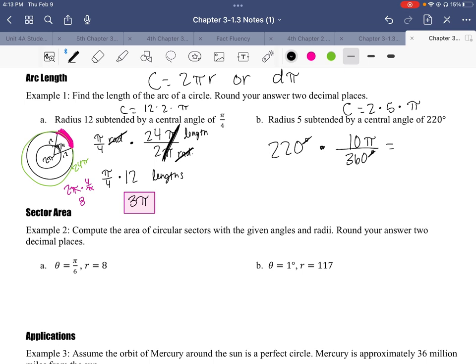Okay, and then we put this in our calculator because nobody wants to do that by hand. So we do 220, we times it by 10, we divide it by 360, and we get that this is 55 over 9 pi units is the arc length for this one. Okay.